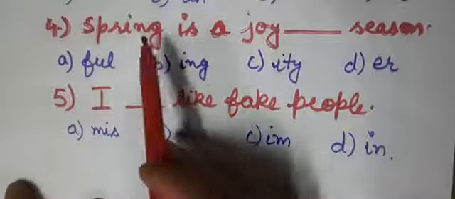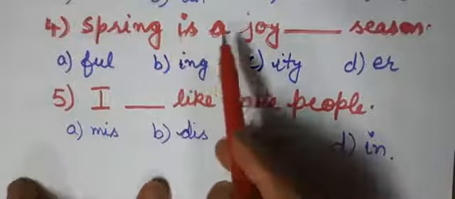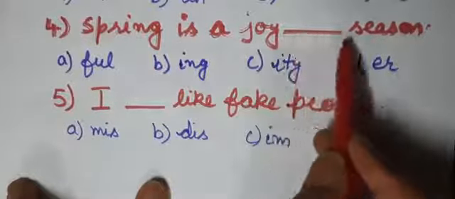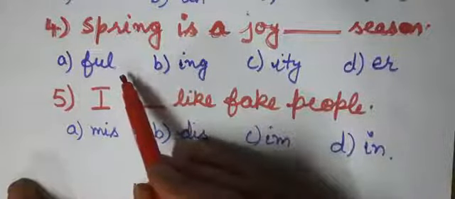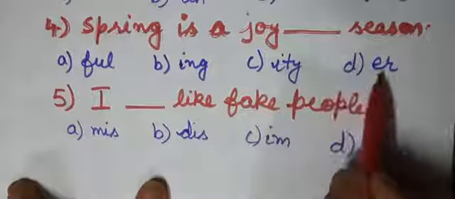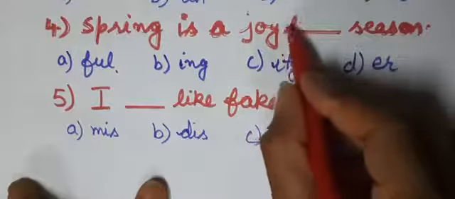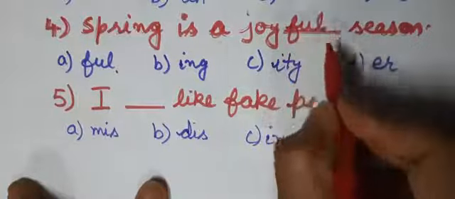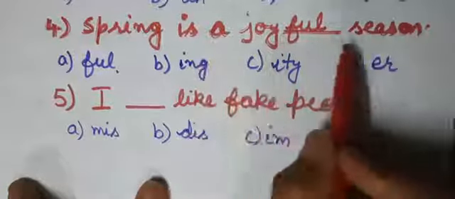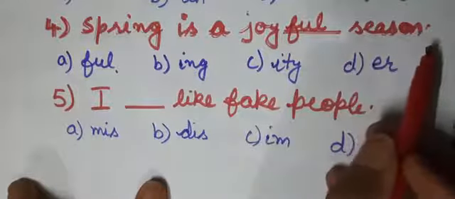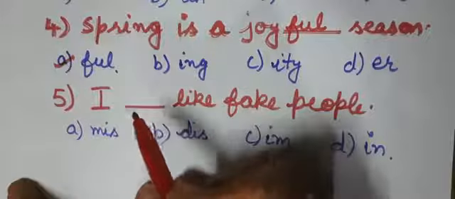The next sentence is: spring is a joy dash season. So what will come over here? Full, ing, ity, er. Here full will come and we will fill in the blank. Joyful. Spring is a joyful season. And you can tick over here. This is the correct answer.